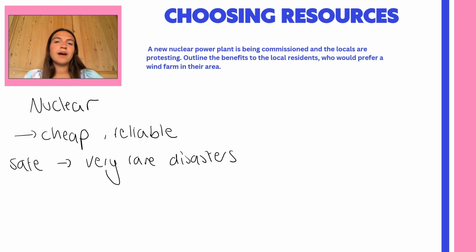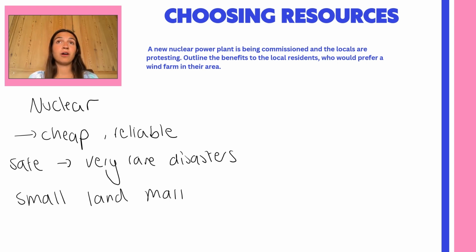You might also want to outline to the local residents that nuclear power is actually quite safe, because there's a public perception that nuclear power is super dangerous because of the disasters in places like Chernobyl or Fukushima. However, those disasters are really quite rare, so you might want to outline that to the residents. The other thing is it doesn't take up much land mass to build a nuclear power plant, especially when you're considering the amount of energy that you are going to get from it.